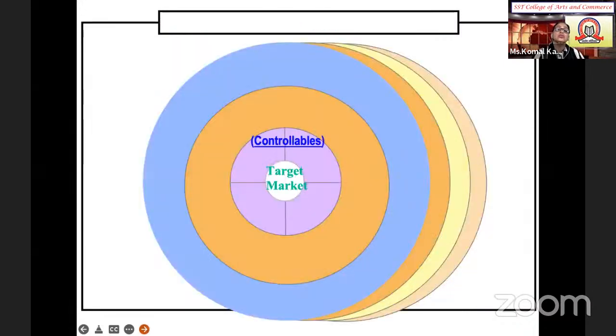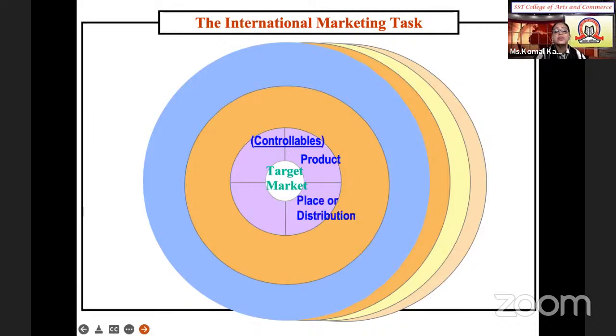Now let us go to certain areas, how target markets can be established. The international marketing task. First, there are certain variables which are controllables. If we wish to move and stretch our business internationally, we have to see what can be controlled. Of course, we can control the product, place of distribution. We can control the promotional techniques and the price to be offered in the international market.